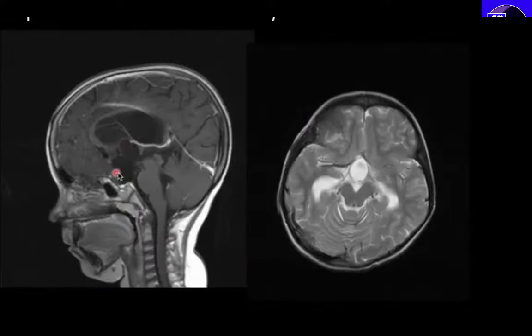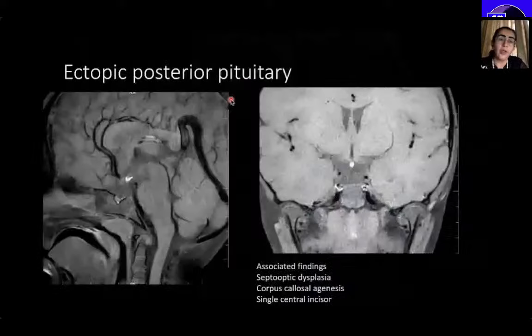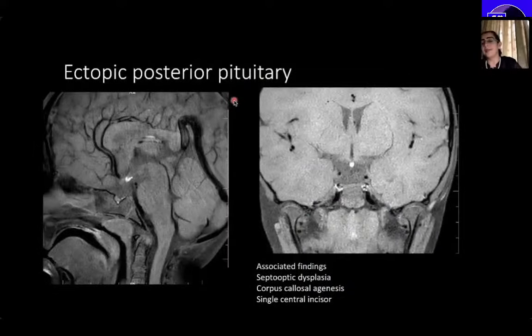CSF intensity suprasellar lesion is a suprasellar arachnoid cyst, which shows no enhancement. What about this lesion, suprasellar and parasellar lesion? This is Rosai-Dorfman disease. Okay, coming to children with short stature. Typically, children with short stature come for imaging. We will see ectopic posterior pituitary. The posterior pituitary should actually lie behind the adenohypophysis. So here we see that the posterior pituitary is ectopic and the anterior pituitary is also hypoplastic.